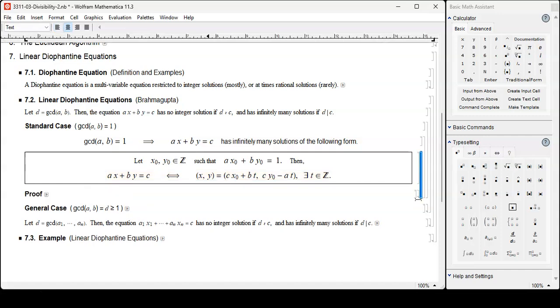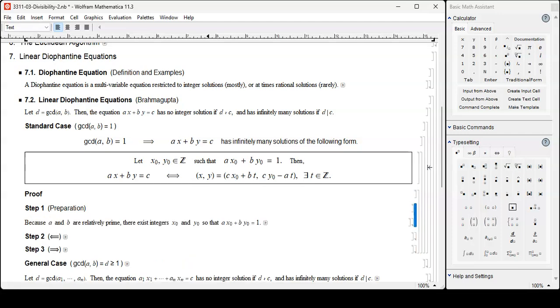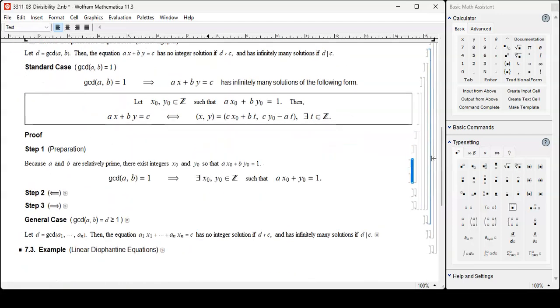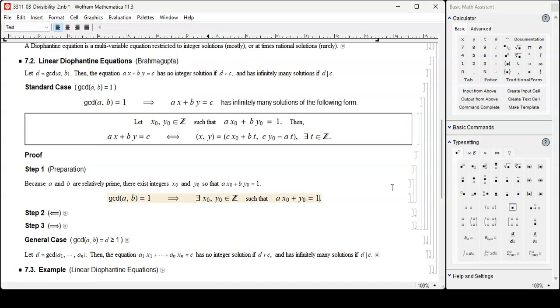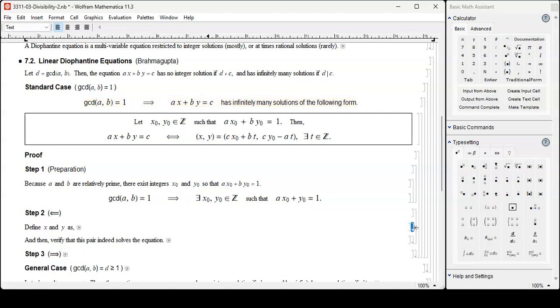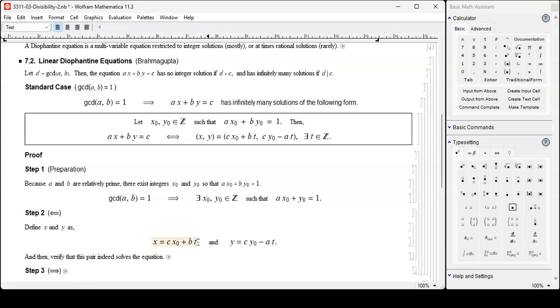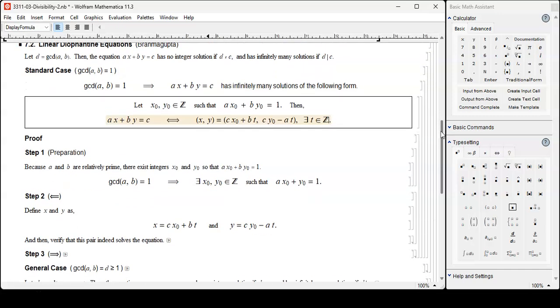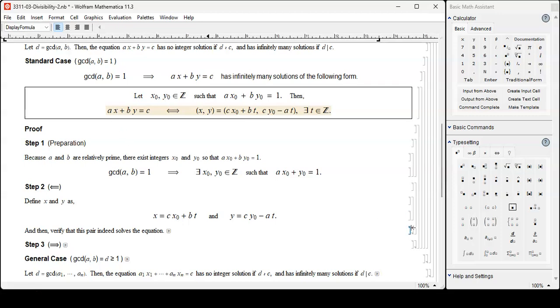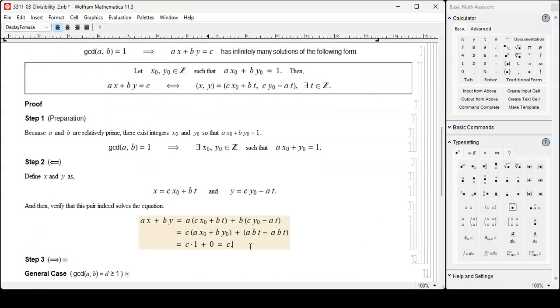Okay, how do you prove it? Let's begin. First, a preparation. You can always find x0 and y0 like this. And you can use the Euclidean algorithm for that. All right, now the easier half. Start from the right-hand side, and let's prove that such x and y satisfy the original equation, the standard case. There you go. Define x as this, and define y as that, as you have in the right-hand side, where t is arbitrary. And then plug those into the original equation, and do some algebraic manipulation.